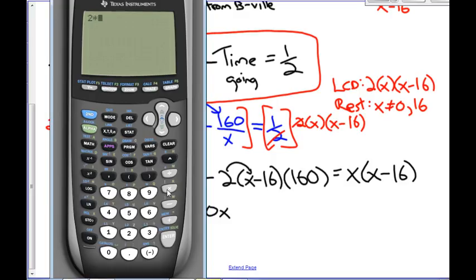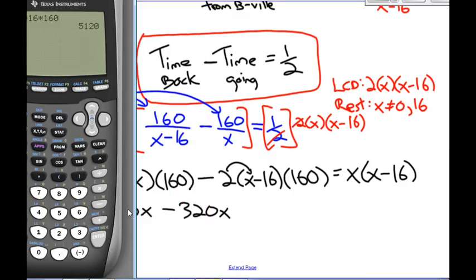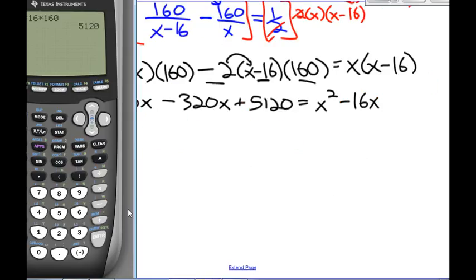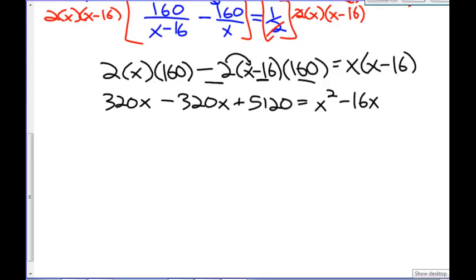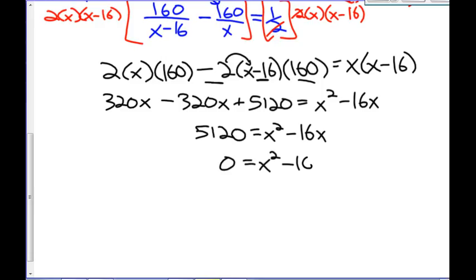2 times 16 times 160. I'm just doing it with the positive values because I'm going to decide whether this is positive or negative. It's a negative times a positive. That'll be a positive 5120. And over here we'll have x squared minus 16x. Let's clean up the left-hand side. So we'll have 5120 equals x squared minus 16x. We can either factor or use quadratic formula.